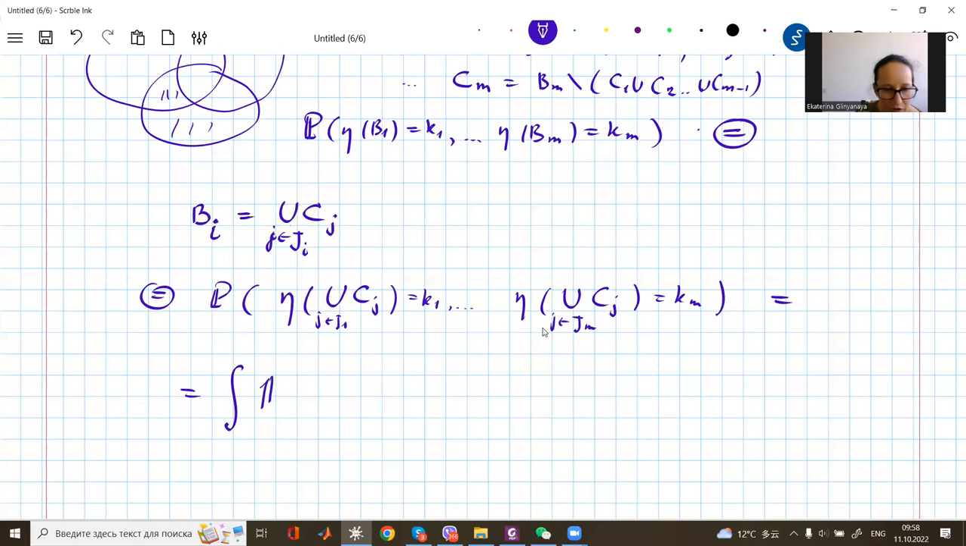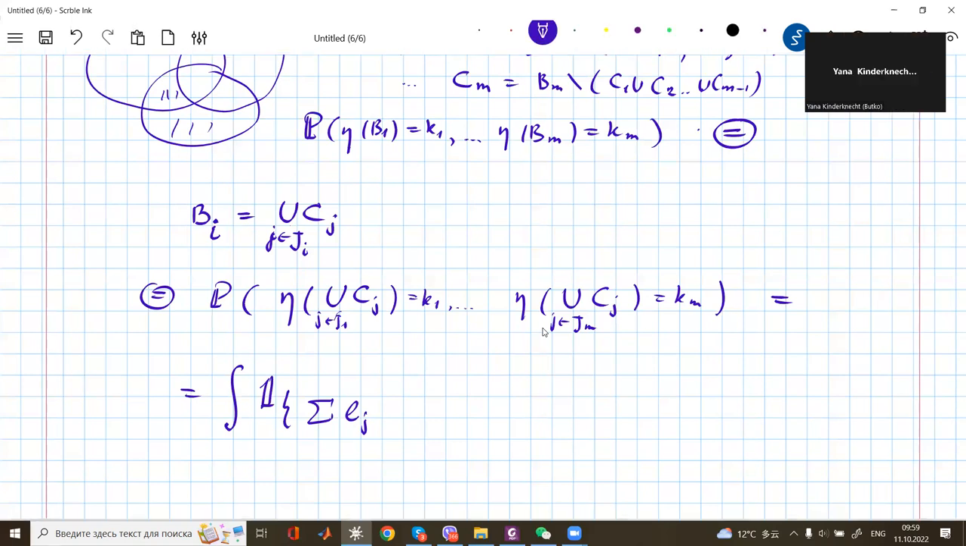And here the indicator of the sum, let me write here L. Don't we have an increasing family of C? I mean, B1 is just C1, B2 is C1 and C2, and so on. I mean, this union of C's.